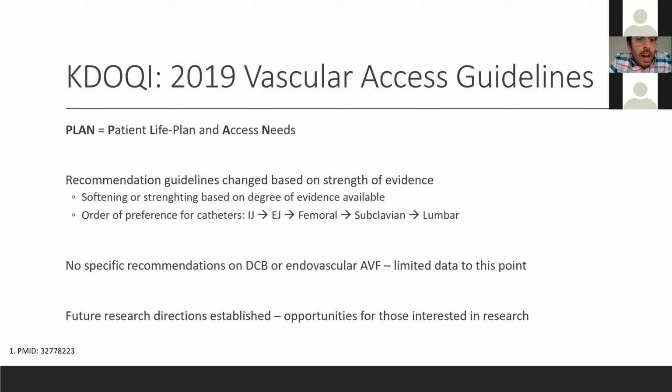And so they've softened or strengthened these recommendations based on the degree of evidence available. So it's no longer based on consensus opinion as much. And one interesting thing they mentioned is the order of preference for catheters, which is internal jugular first, external jugular second, and then interestingly femoral, then subclavian, and then lumbar. So for a lot of people, that's a little bit of a change from what we're used to seeing with most.